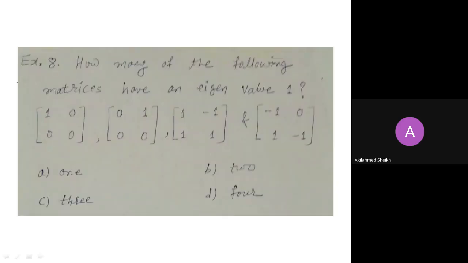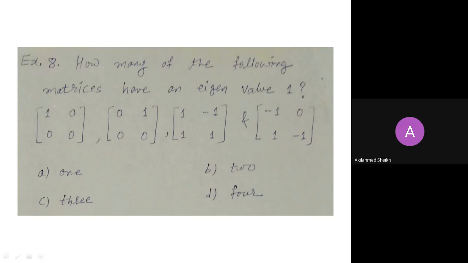Now, next example. How many of the following matrices have an eigenvalue 1? Now there are 4 matrices. It is not possible to find the eigenvalues of all matrices by using the usual method. So in this case we have to use a property again. There is one property: if the given matrix is diagonal or triangular, then its diagonal elements will be its eigenvalues.